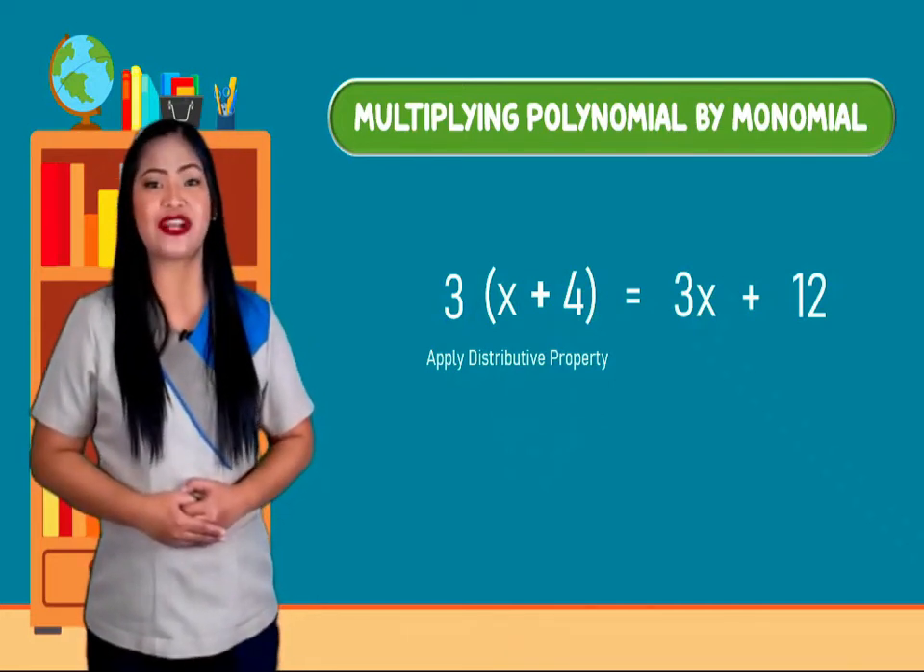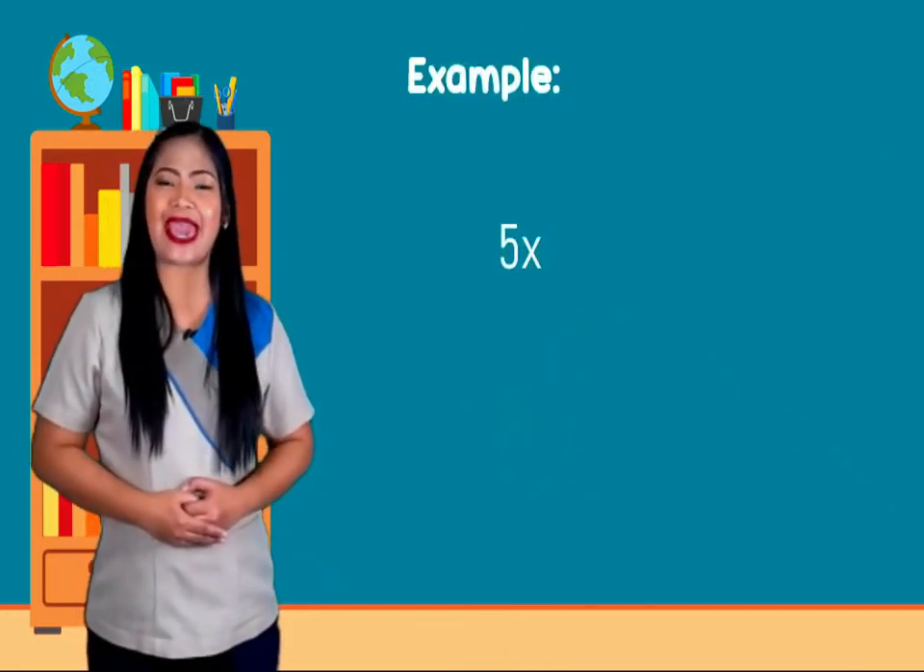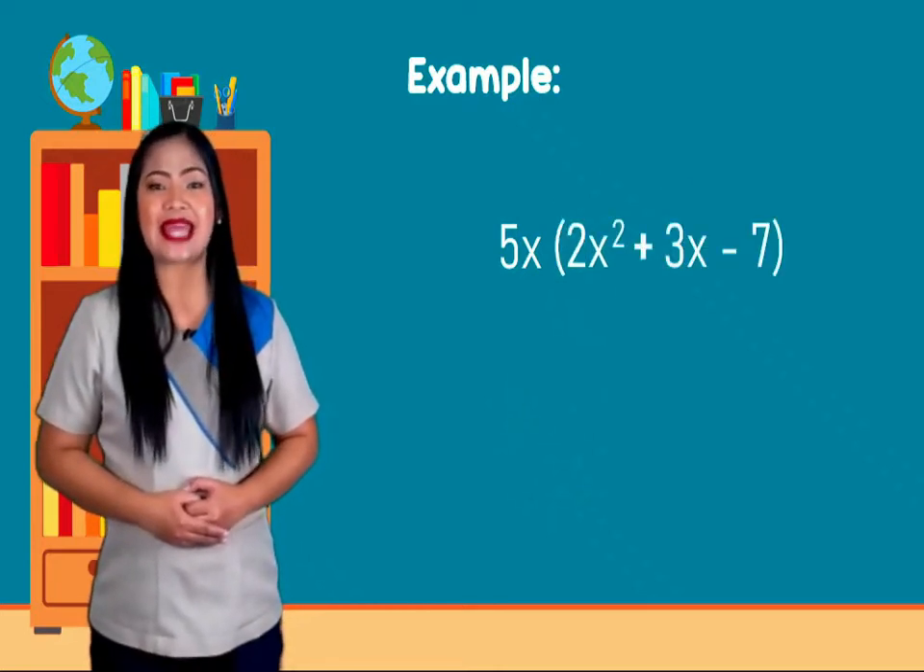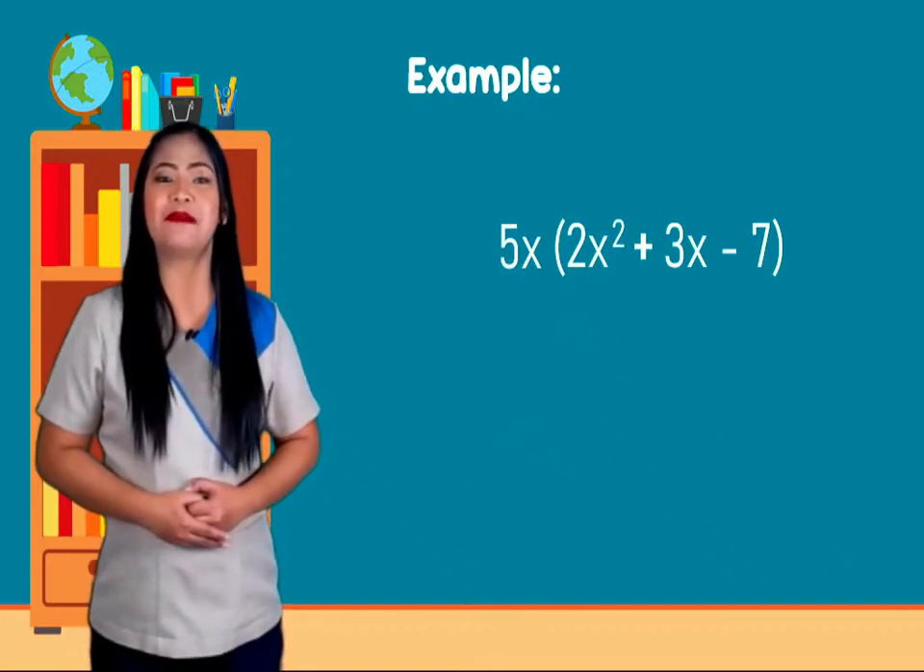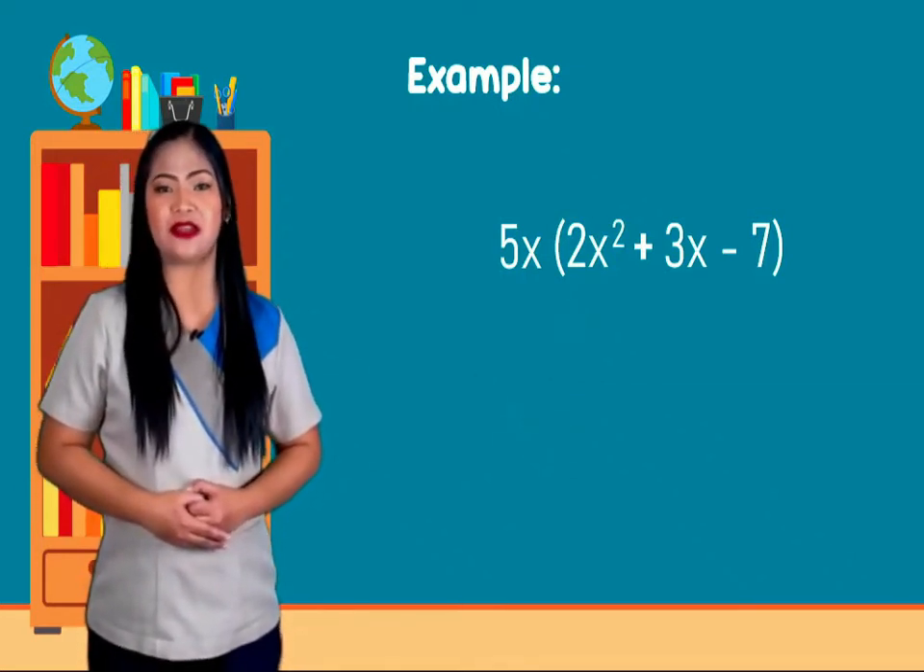Let us have another example. We have 5x times the quantity of 2x raised to the second power plus 3x minus 7.